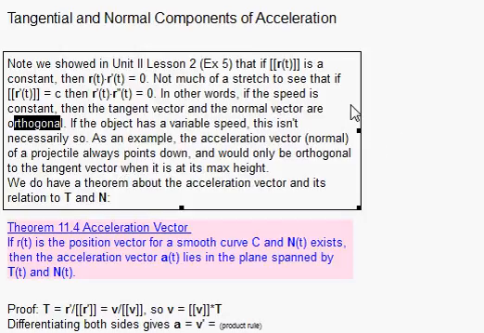As an example, the acceleration vector of a projectile always points down and would only be orthogonal to the tangent vector when it is at its maximum height. So at that instant you could think of the vector valued function for that instant as a constant, something like that. But there is a theorem that connects the acceleration vector and its relation to the unit tangent vector and the unit normal vector. And I hope this wasn't boring to get through.